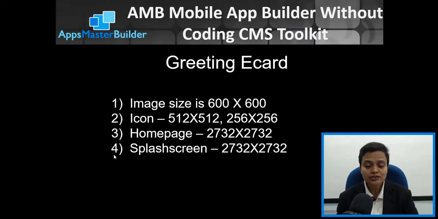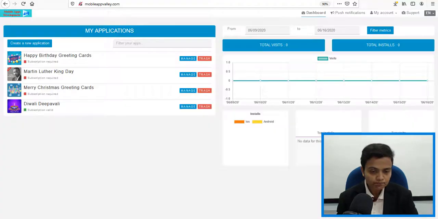The homepage is 2732 times 2732, also a square image. The splash screen is the same size. You can use the same image for the homepage and splash screen, or you can use different images. So with that, let's now go and build.